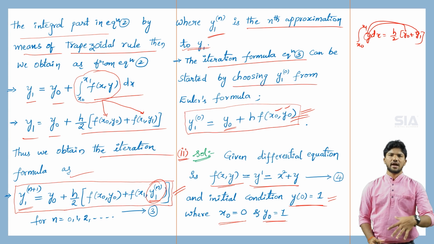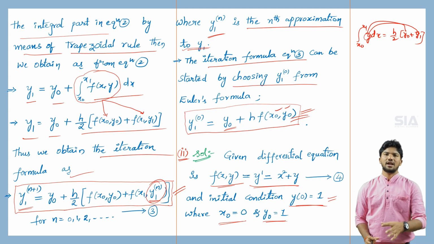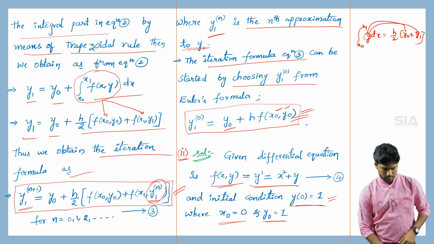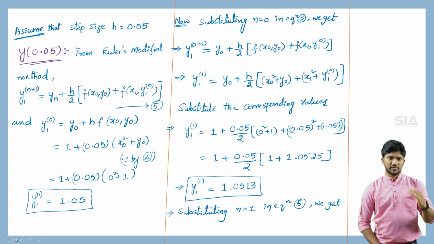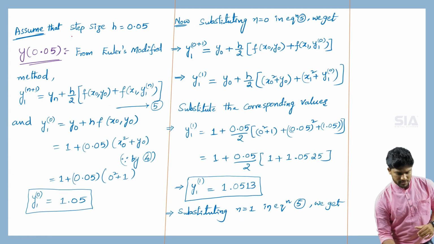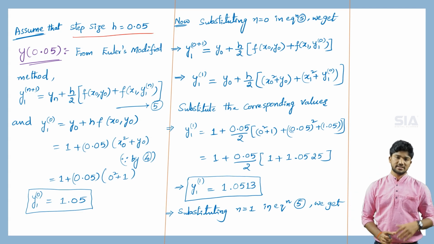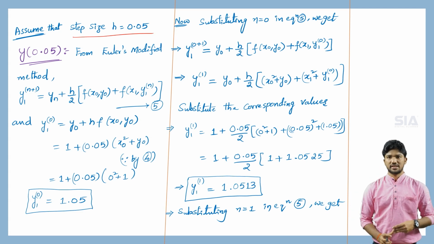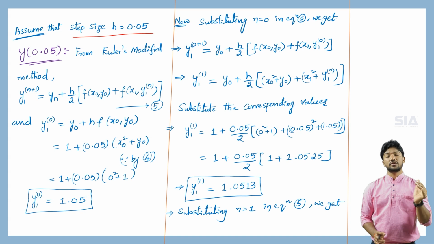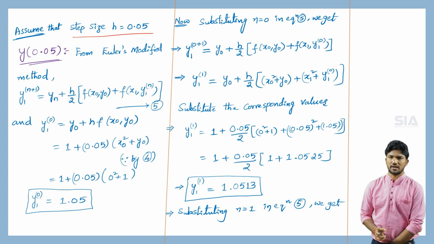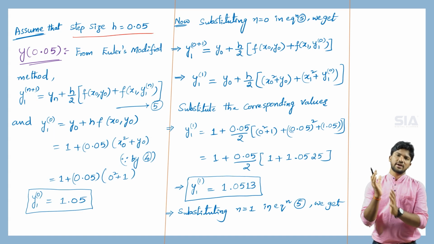This problem has been asked in the previous examination. Okay, 2022 comes in long answer. Okay, so therefore be careful. This method is also very very important. Assume that step size h is equal to 0.05. In the Euler's method, we have to assume the step size only according to the x0 and y0 values.